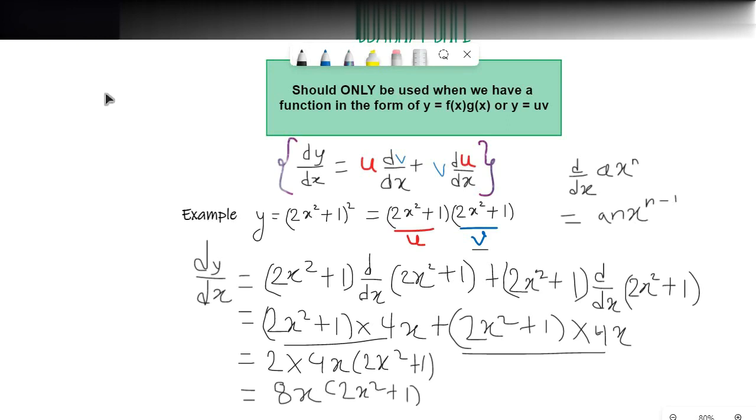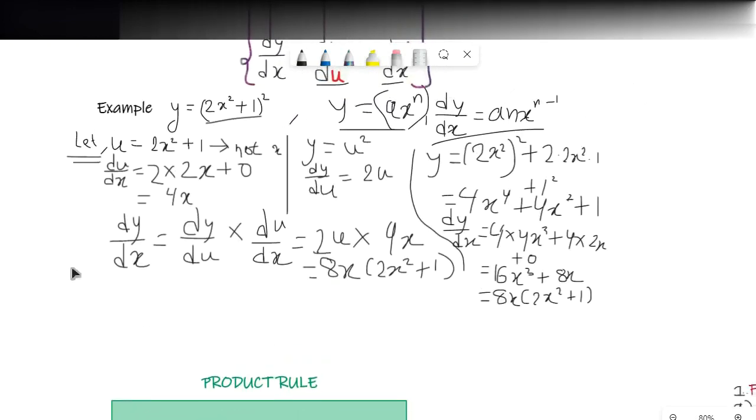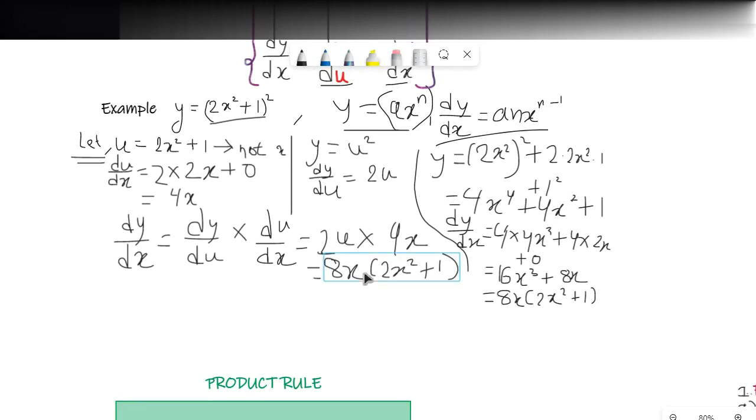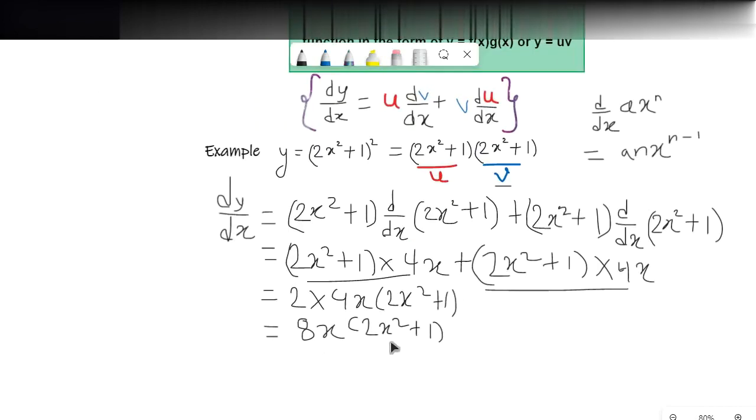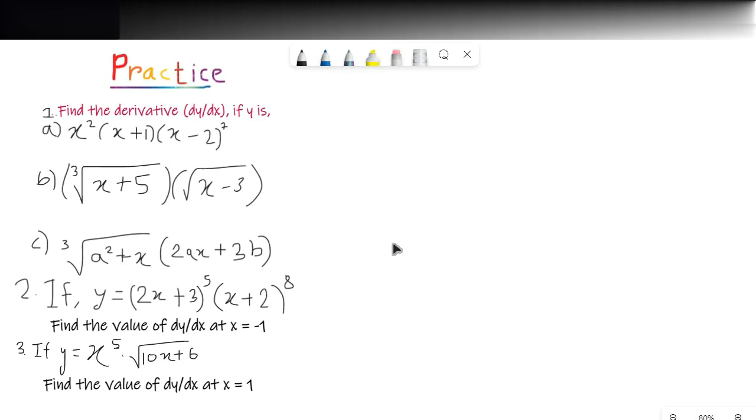Now if you check with the previous method, the chain rule that we used before, you may notice that the answers are exactly the same, 8x multiplied by 2x squared plus 1, and here we also get 8x multiplied by 2x squared plus 1, hence proving that the product rule is valid. Now let's move on to some practice questions.